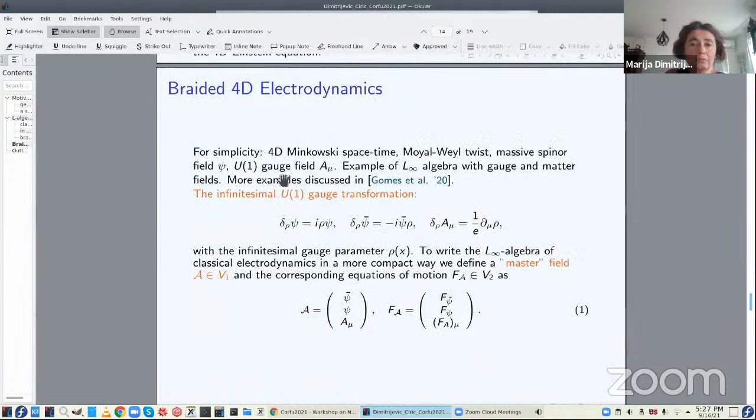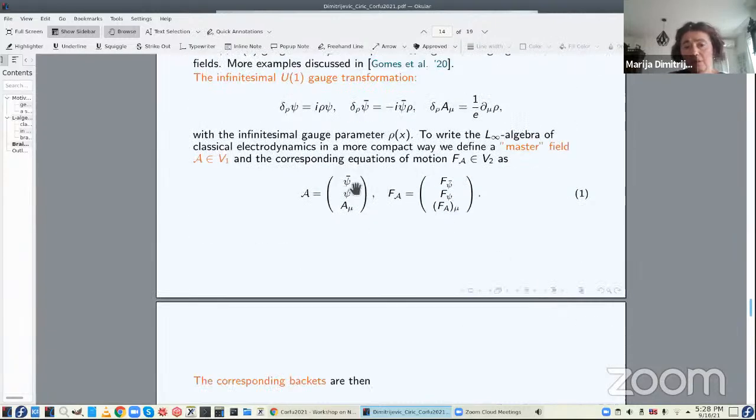Finally, the electrodynamics, which is a much simpler example than this four-dimensional Einstein-Cartan gravity. It's just the usual electrodynamics. It's a U1 gauge theory, and we couple it with, let's say, a massive spinor field. These are the gauge transformations, and we group the fields. I think Olaf also had it when he discussed this U1 Higgs mechanism. He had two scalar fields and one gauge field.